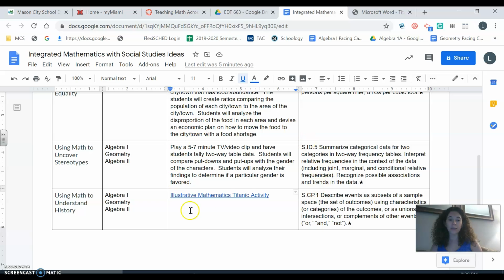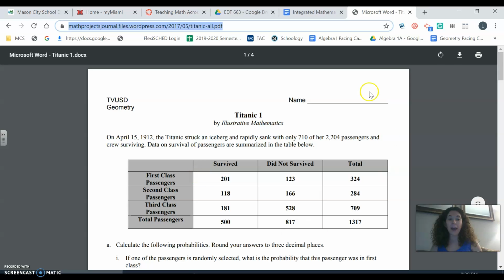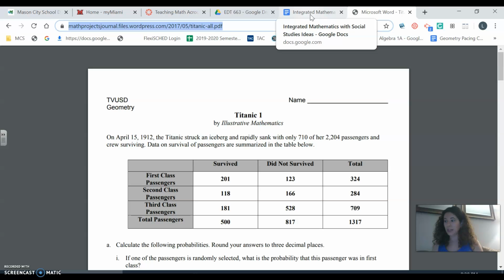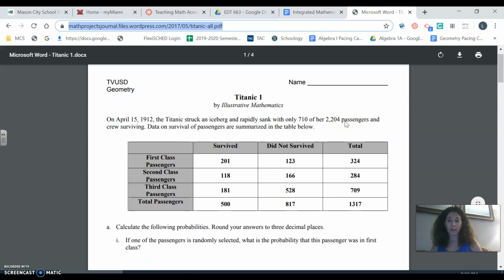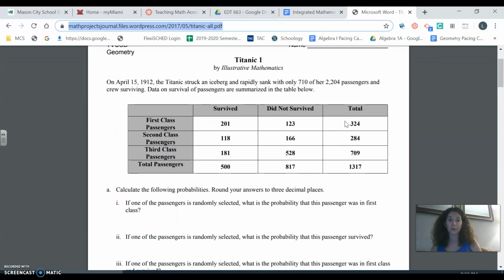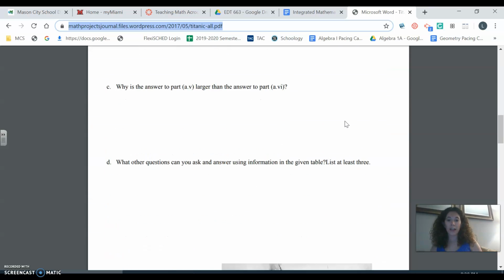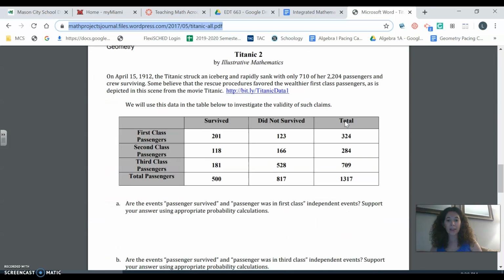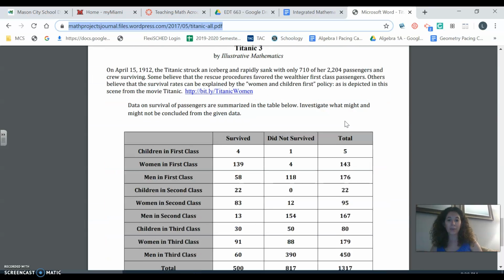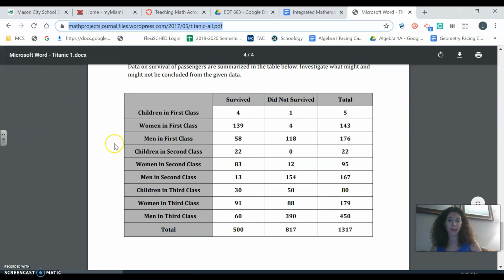And then the one activity that obviously you can't click on this hyperlink, but I have done this activity in the past. And again, this activity is just using math to understand history. So this is an activity from Illustrative Mathematics that gives real Titanic data in a handout and has students just analyze survival rates based on class, and then survival rates based on gender, and then even age, where children are involved in this chart.